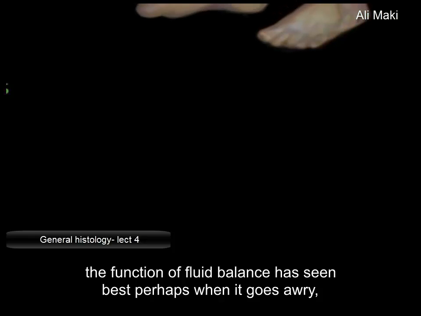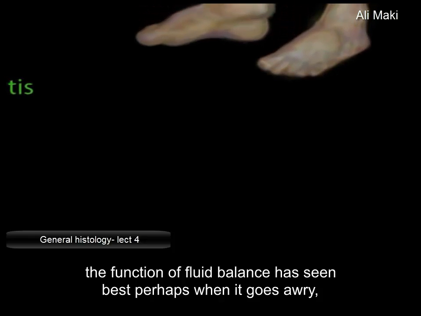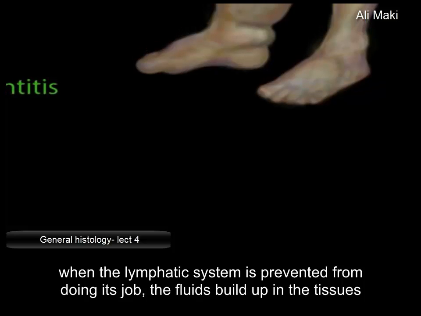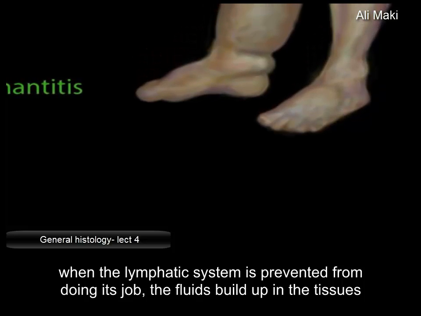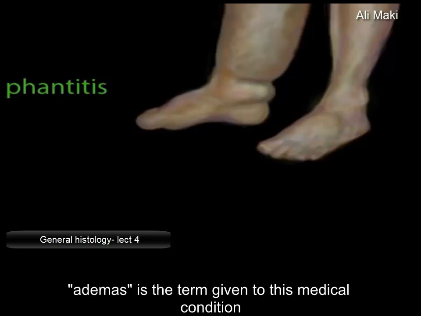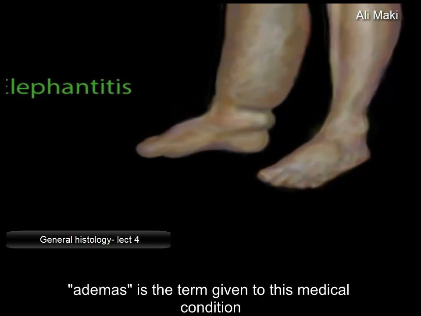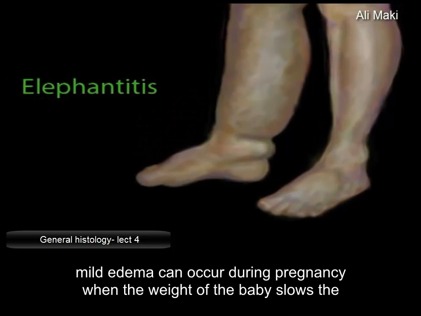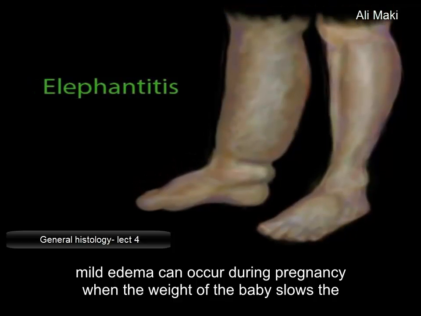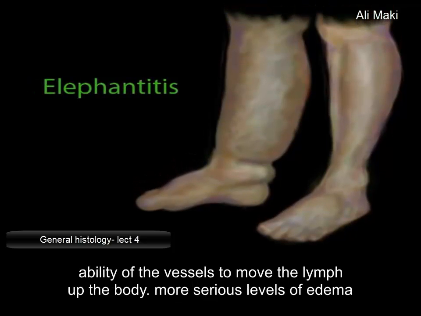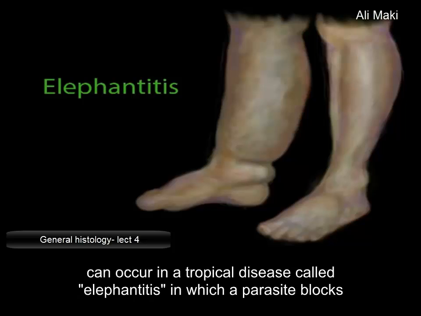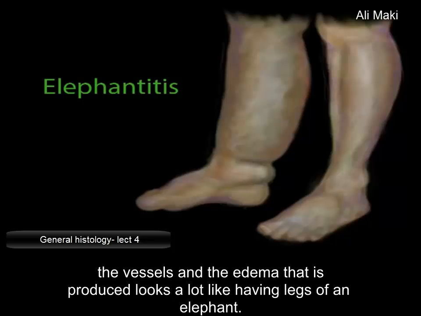The function of fluid balance is seen best, perhaps, when it goes awry. When the lymphatic system is prevented from doing its job, the fluids build up in the tissues. Edema is the term given to this medical condition. Mild edema can occur during pregnancy when the weight of the baby slows the ability of the vessels to move the lymph up the body. More serious levels of edema can occur in a tropical disease called elephantiasis, in which a parasite blocks the vessels, and the edema that is produced looks a lot like having the legs of an elephant.